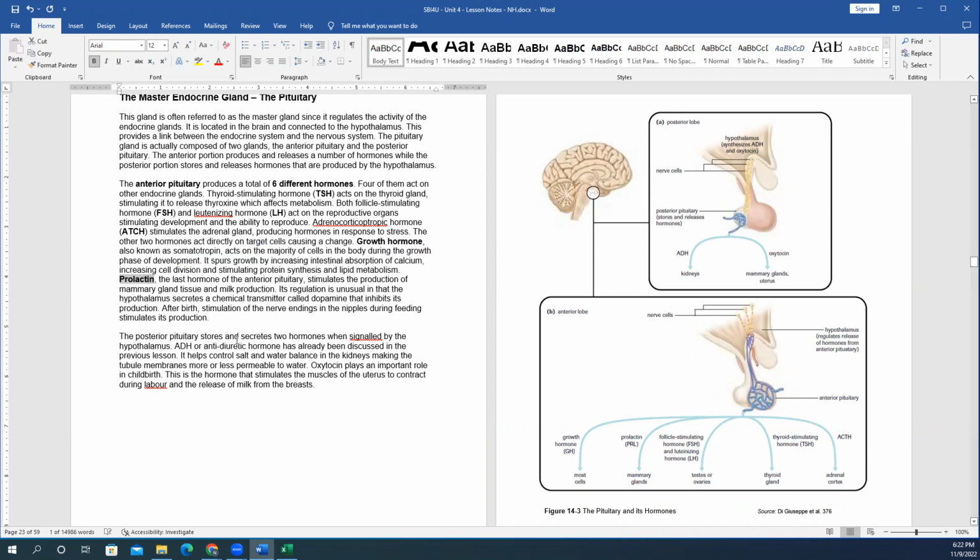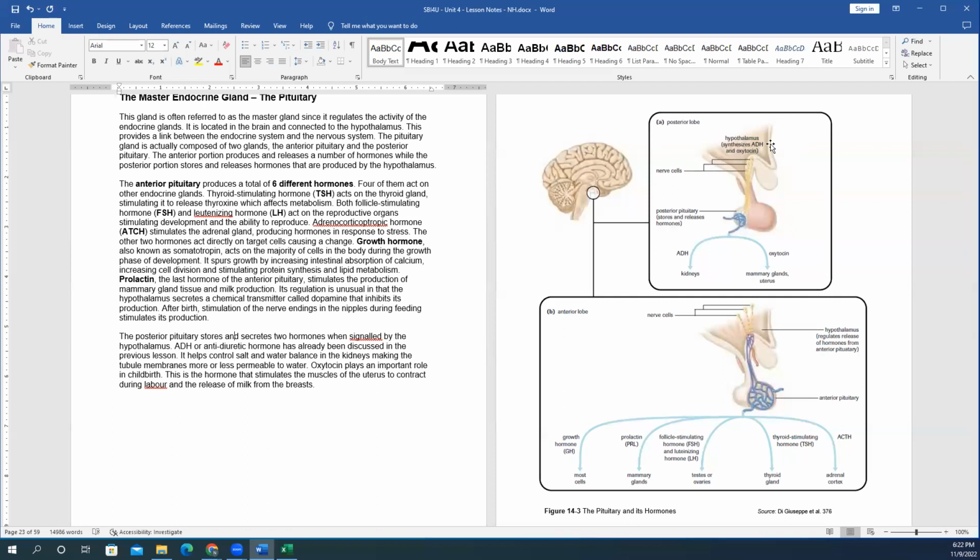The 6th hormone is prolactin, and we're showing that here in this diagram. Prolactin is also produced by the anterior pituitary, and it stimulates the production of milk in the mammary glands. The regulation of this hormone is quite unusual in that the hypothalamus will secrete a chemical transmitter called dopamine that will inhibit its production.